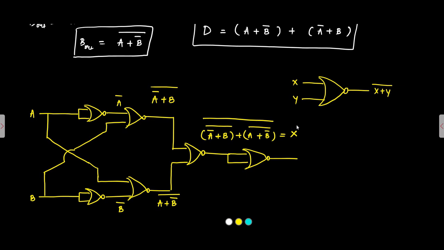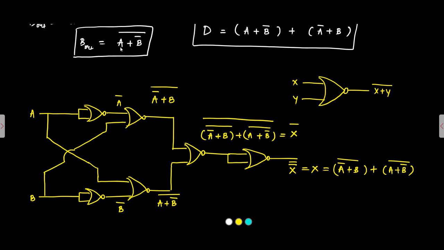Let this entire thing be x, that is A bar plus B whole bar plus A plus B bar whole bar, that is x. So this is x bar. When we apply it through another NOR gate, it gets double complement. This one is x double bar, which is equal to x, which means it is equal to A bar or B whole bar or A or B bar whole bar. So we have got it through NOR gate implementation.